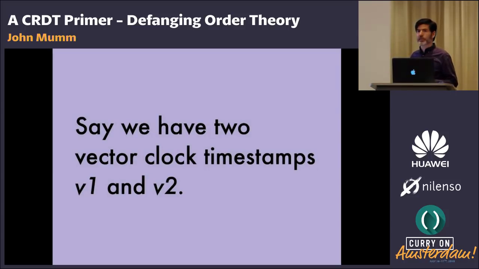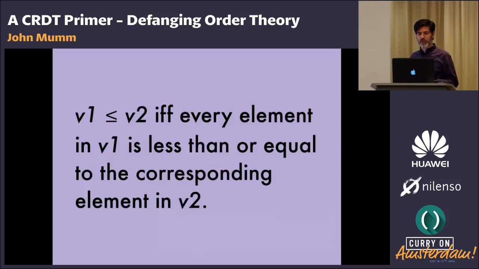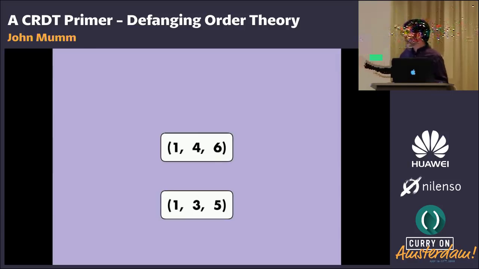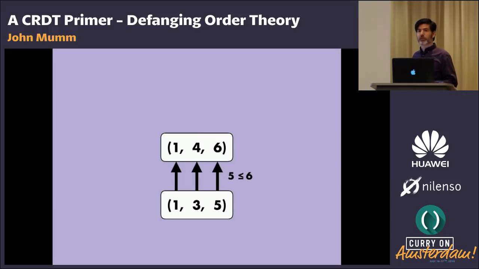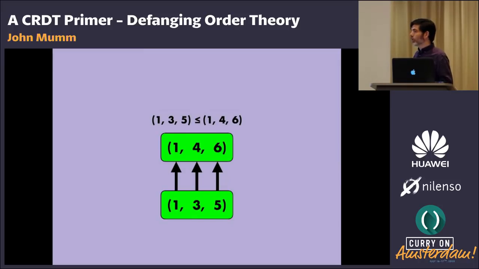So say we have two of these timestamps, V1 and V2. V1 happened before V2, so we write V1 is less than or equal to V2, if and only if every element in V1 is less than or equal to every corresponding element in V2. This is maybe easier to see with a diagram. So if we're trying to compare 135 and 146, then we see that 1 is less than or equal to 1, 3 is less than or equal to 4, and 5 is less than or equal to 6. All the arrows are going in the same direction. This means they're comparable and that 135 happened before 146.